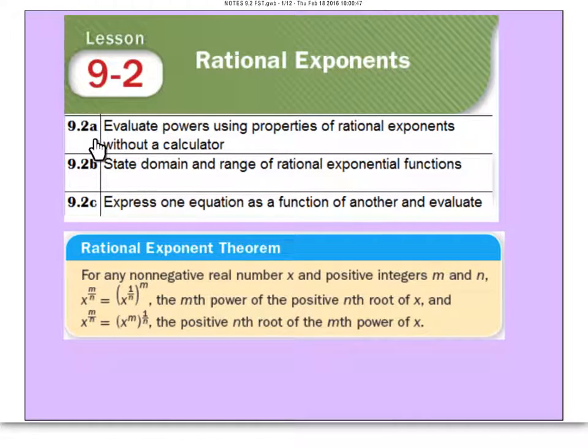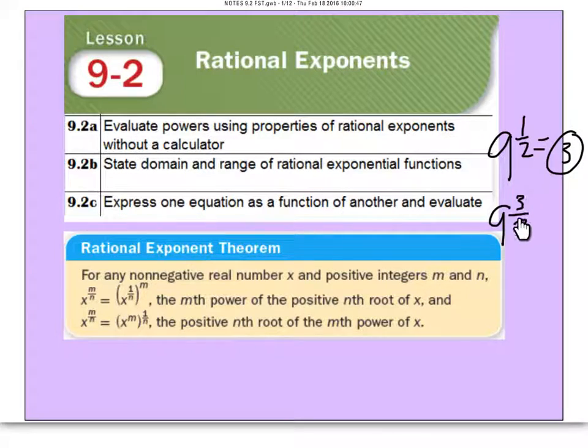Learning Objective A, we're going to evaluate powers using properties of rational exponents, again without a calculator. There's two things we want to remember, though, when you're given an exponent that has more than just one number. We were used to seeing the other day in notes 9 to the 1/2 power, that we know just means the square root of 9 or 3. But what if they gave us 9 to the 3/2 power? Now we have this rational exponent that has integer values both at the top and the bottom.